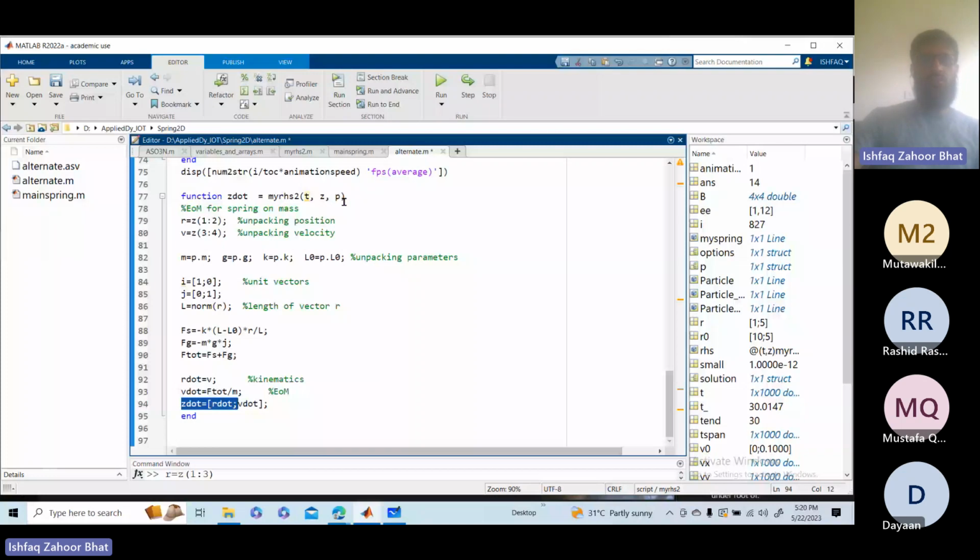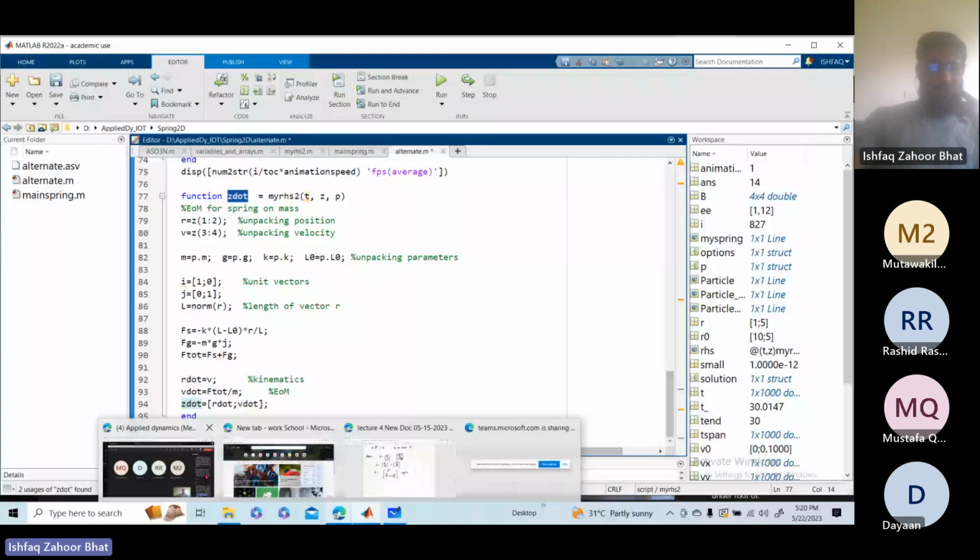Whenever you use this my RHS and you give it the values of t, z, and p, it will give the output as z dot. How will it give? The process goes like this. Basically, the output of this whole function is z dot. Is this okay? If there is any confusion, because this is the main thing which we will be using throughout this course.